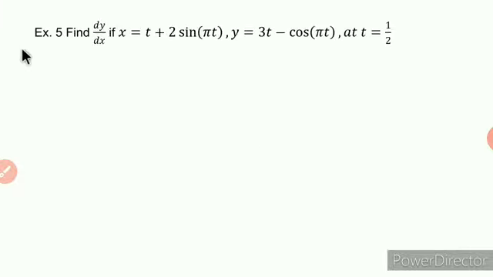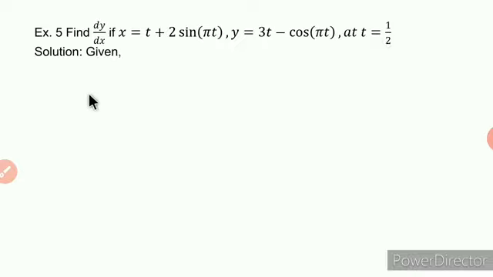Now example 5. Find dy by dx if x is equal to t plus 2 times sin pi t, y is equal to 3t minus cos pi t at t is equal to 1 upon 2. Means here our aim is to find the value of dy by dx at t is equal to 1 upon 2.